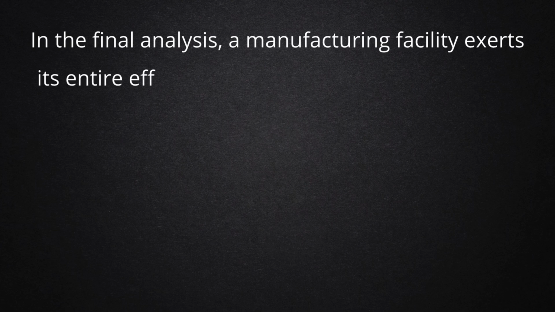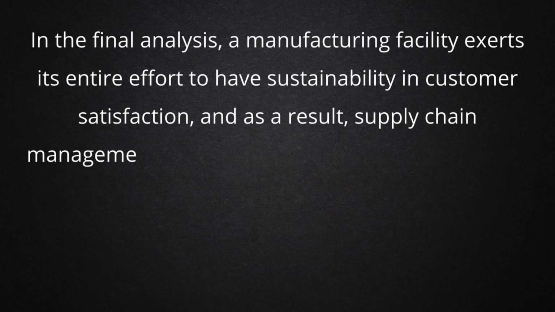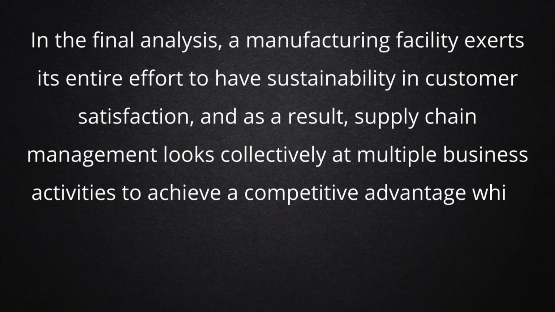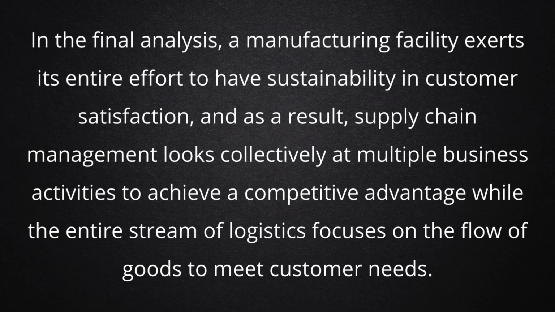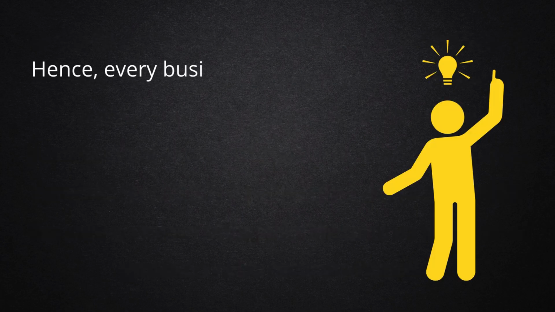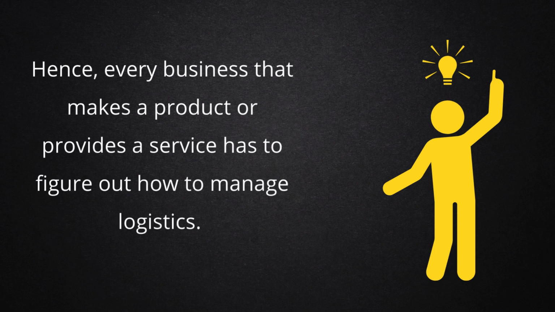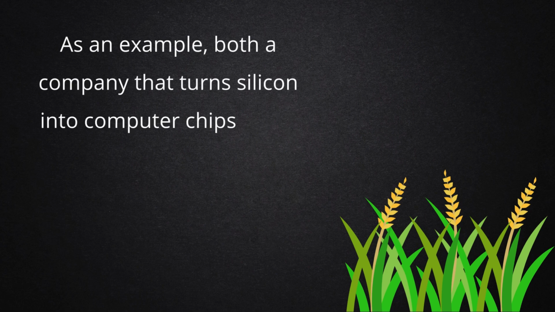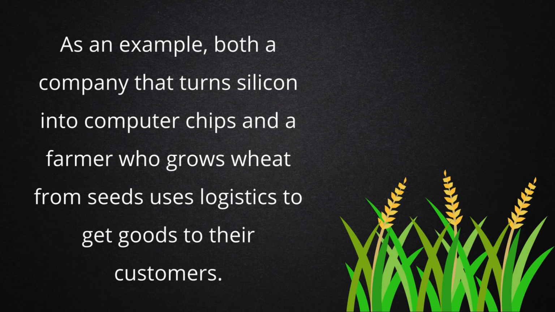In the final analysis, a manufacturing facility exerts its entire effort to have sustainability in customer satisfaction, and as a result, supply chain management looks collectively at multiple business activities to achieve a competitive advantage while the entire stream of logistics focuses on the flow of goods to meet customer needs. Hence, every business that makes a product or provides a service has to figure out how to manage logistics. As an example, both a company that turns silicon into computer chips and a farmer who grows wheat from seeds use logistics to get goods to their customers.